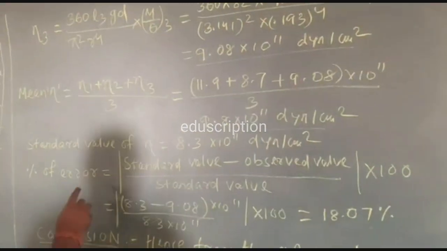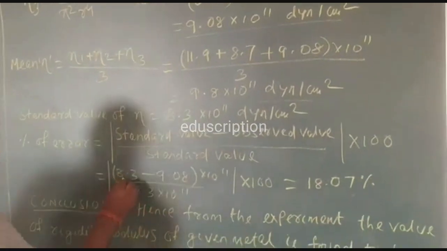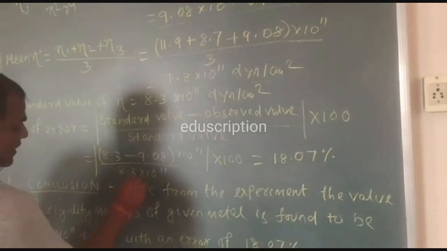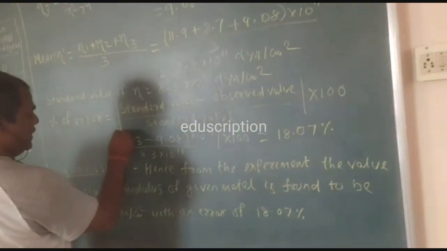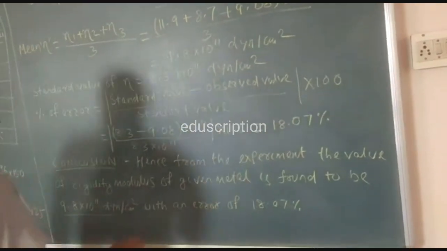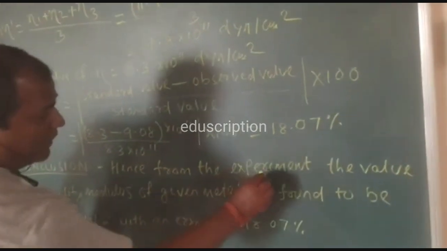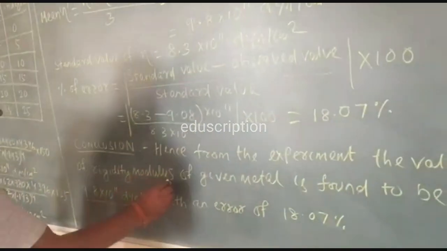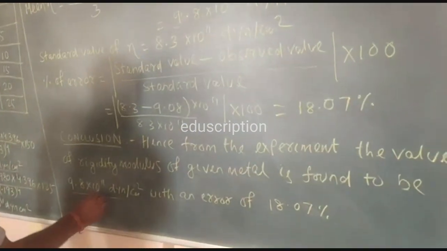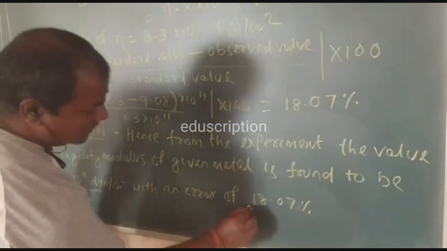So percentage of error is standard value minus observed value by standard value into 100. That is 8.3 minus 9.08 into 10 to the power 11 divided by 8.3 into 10 to the power 11. Take mod of this, then into 100, that is 18.07%. So in conclusion, from the experiment, the value of rigidity modulus of given metal is found to be 9.8 into 10 to the power 11 dyne per centimeter square with an error of 18.07%.